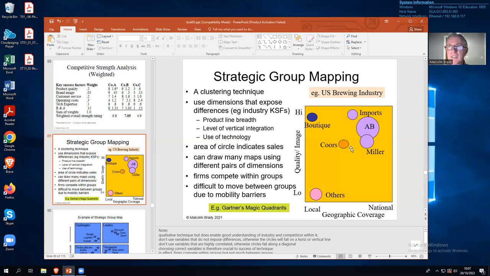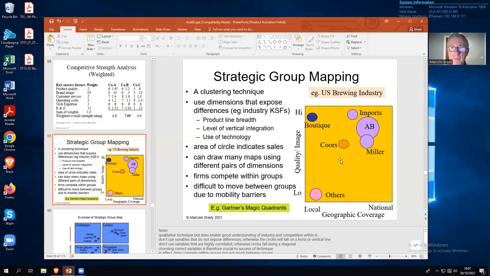Okay, so this strategic group map clusters firms and indicates which are your close competitors, and they're the ones you're most likely going to be competing with and want to be aware of.